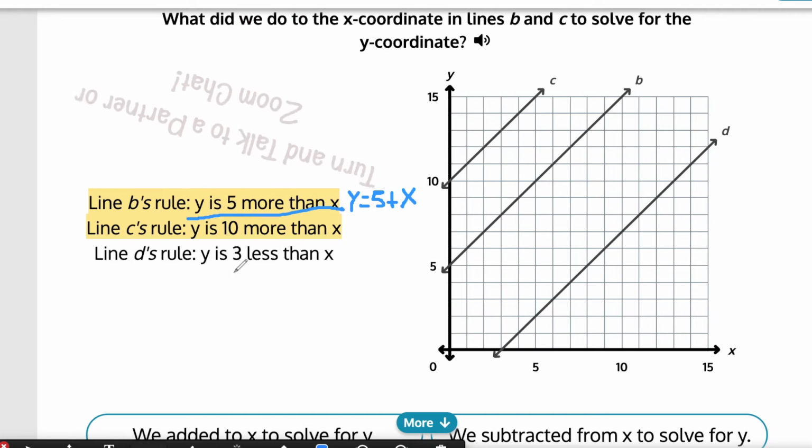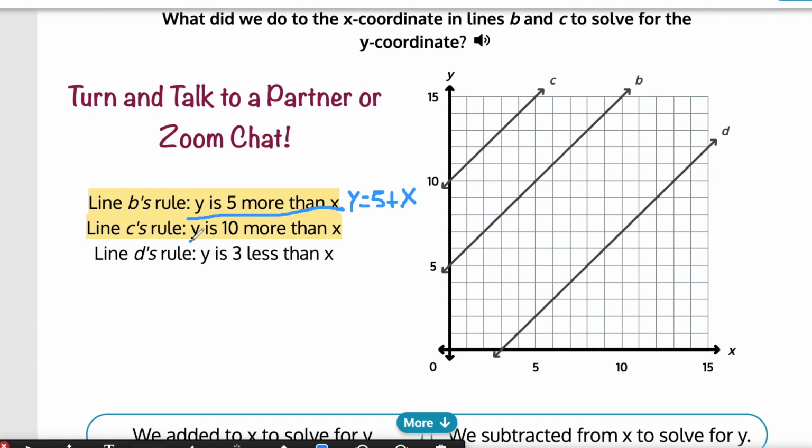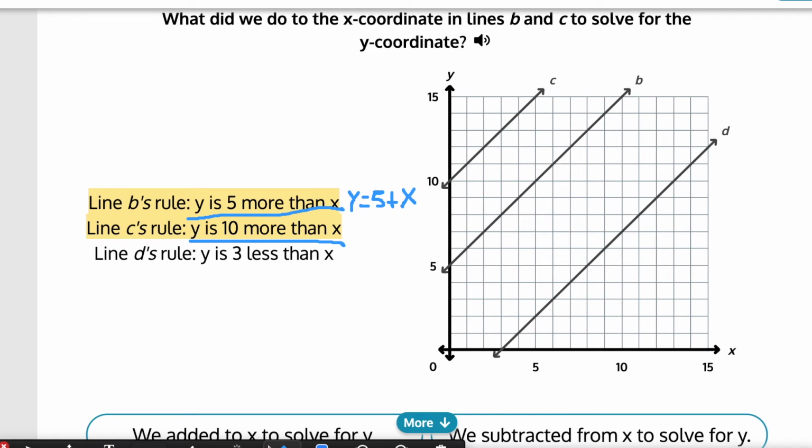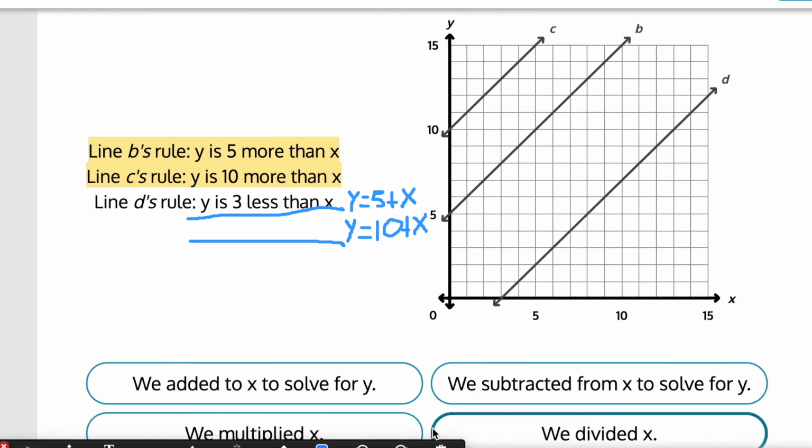Pause the video and turn and talk to a partner. How would I translate y is 10 more than x to math speak? So to make an equation out of this, I would write y equals, means equals, 10 more than x. So that means 10 plus x. So in each equation, I added to x to get y. So the operation I used was addition.